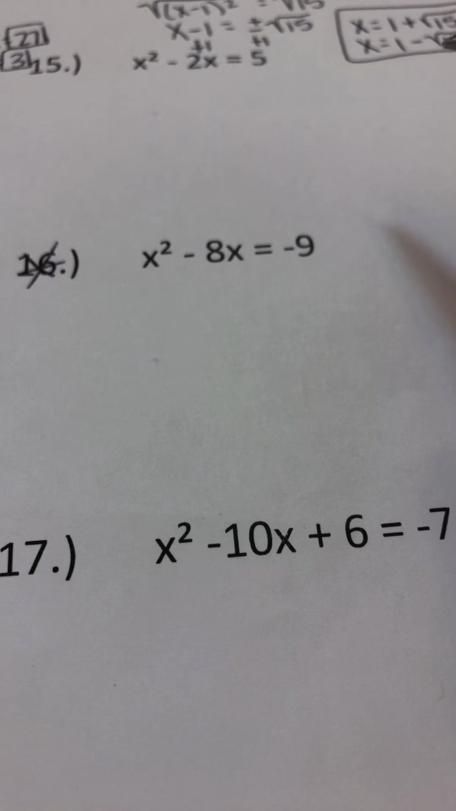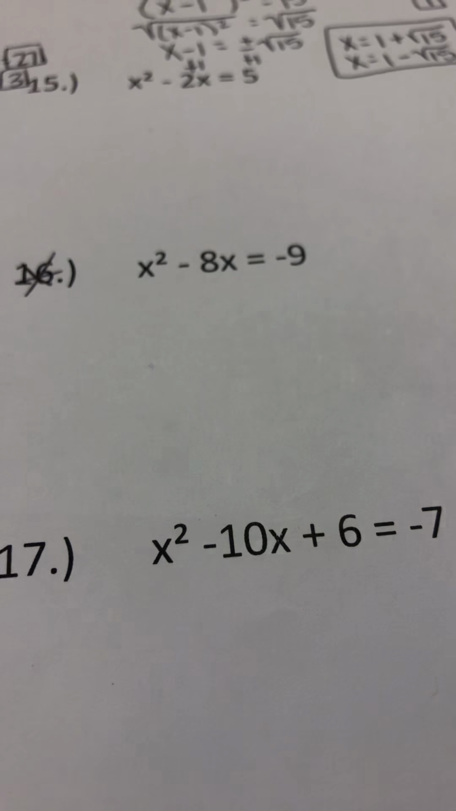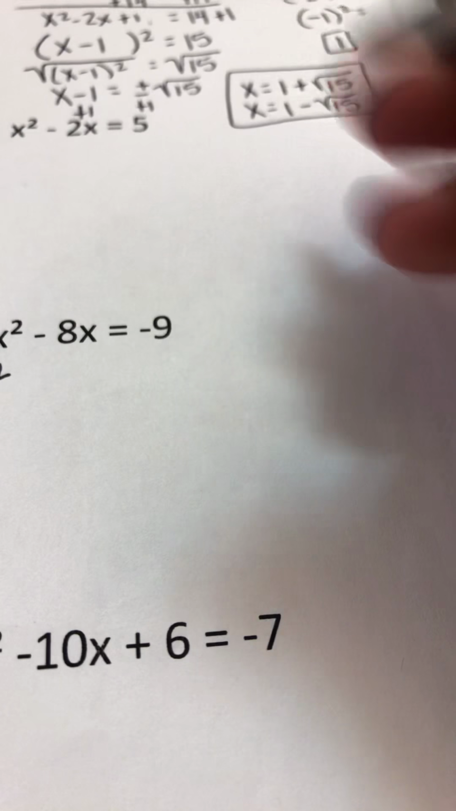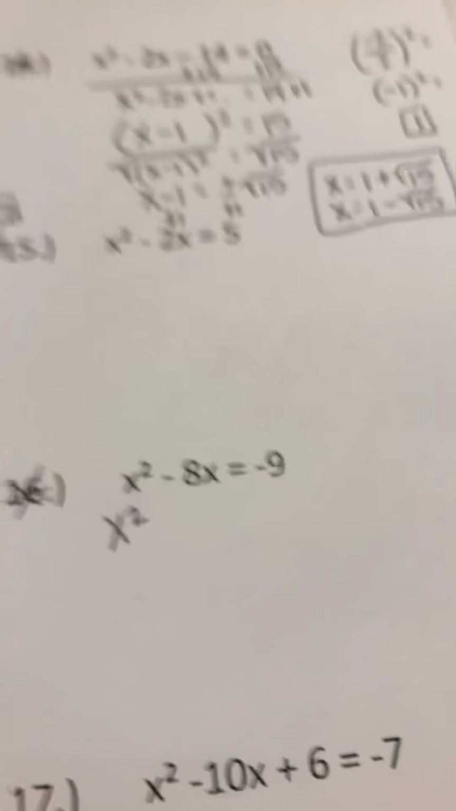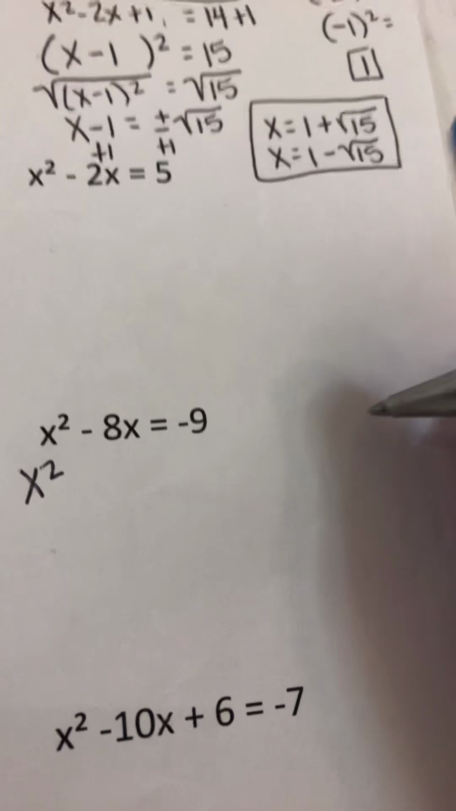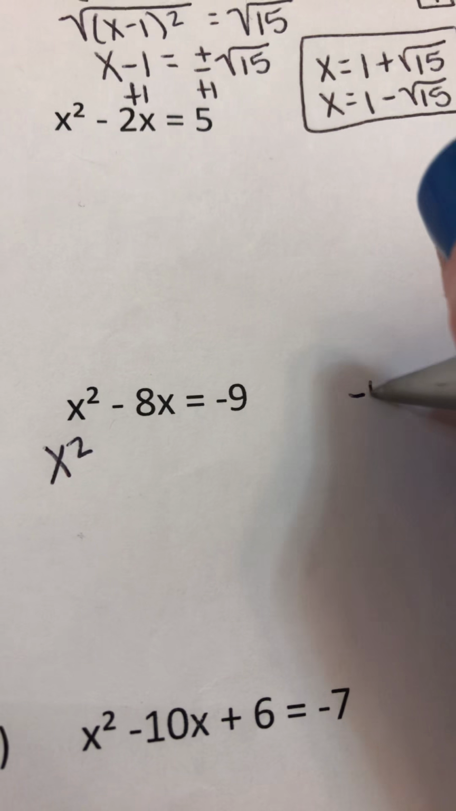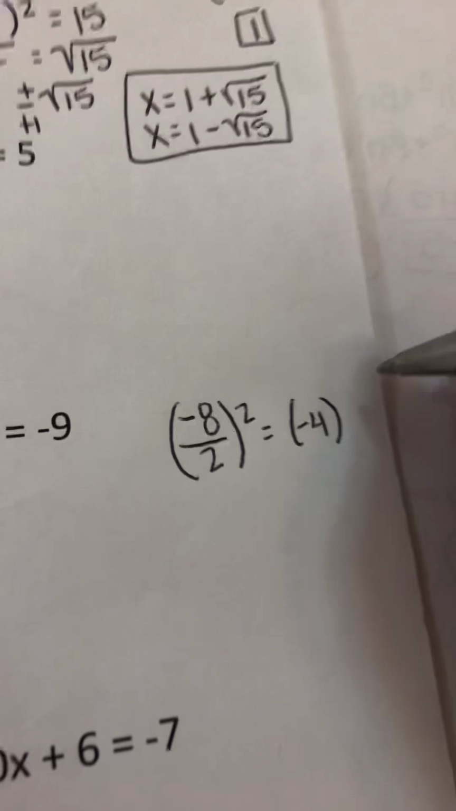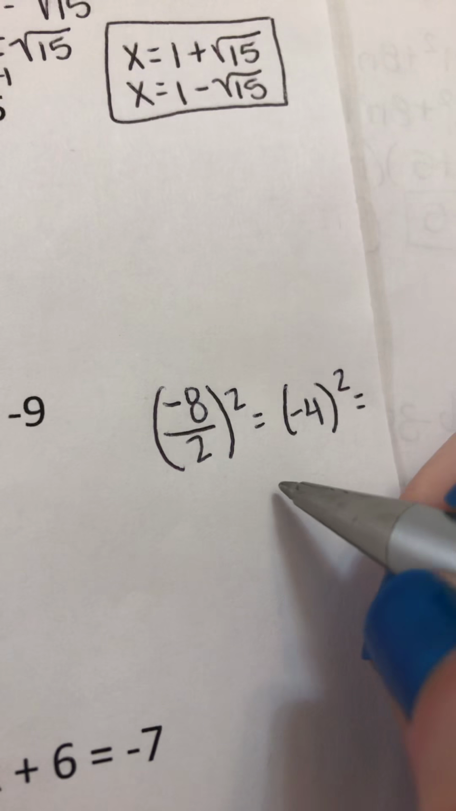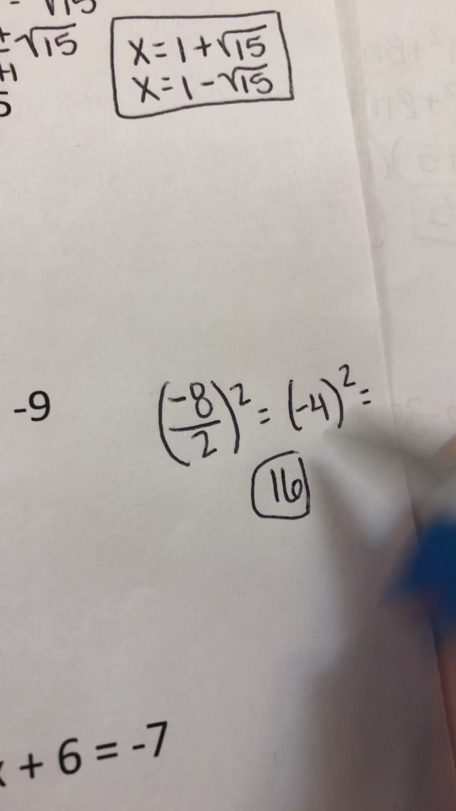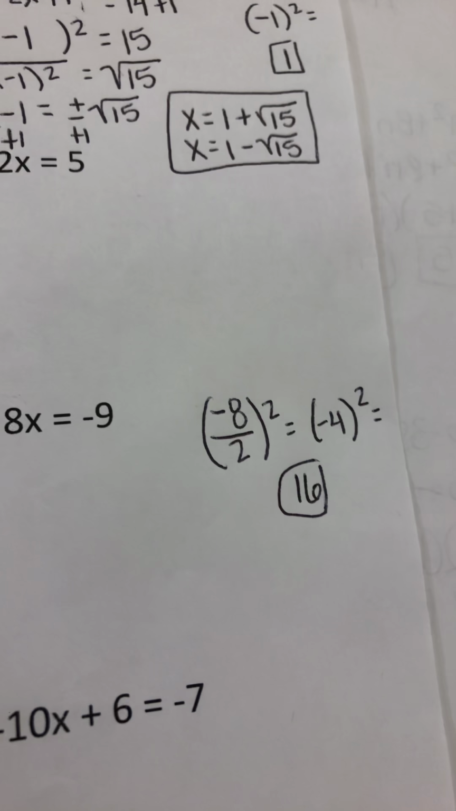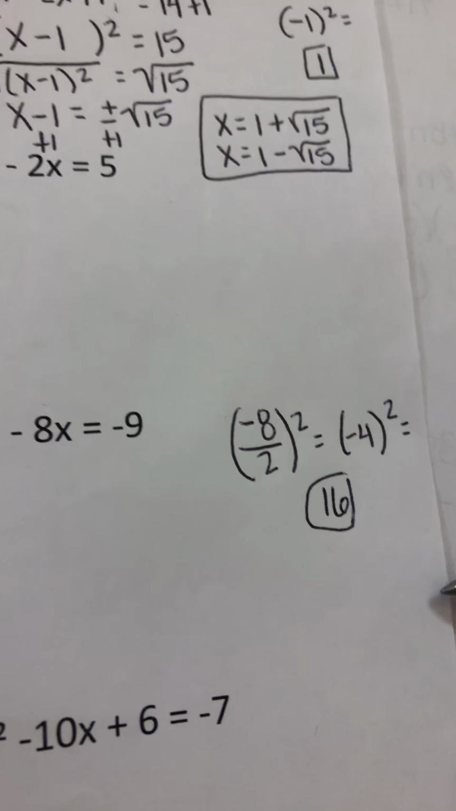Okay, so here, it's already set up for us to where we have to take the perfect square. So our B is -8. So I've got -8 divided by 2 squared, which is -4 squared, which is positive 16. I took my B value, divided by 2 squared. So I got 16.